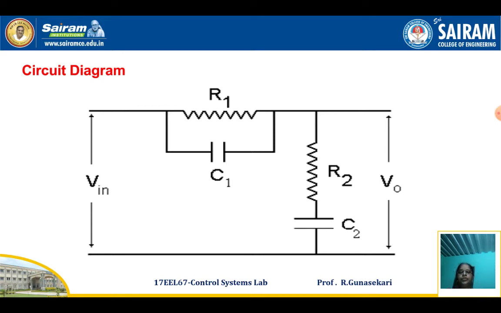In this circuit, the lead compensating network means R1 C1 connected in parallel, which is in series with R2. That is the lead compensator network. Lag compensator network means R1, R2, C2, all three are connected in series. That is the lag compensator network. Together lag and lead, we are getting the lag lead compensator network.